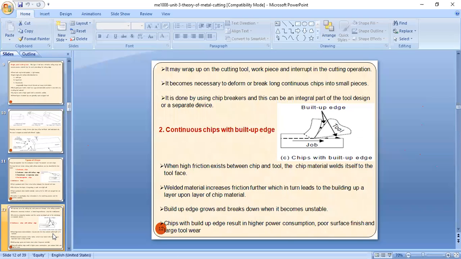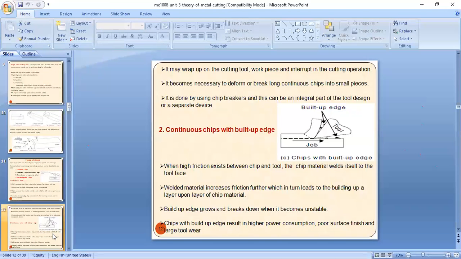Tool design is a very important concept, and we have one particular course in CITT, Balanagar, Central Institute of Tool Design. The second one, we'll go in an order about that one: continuous chip with built-up edge.